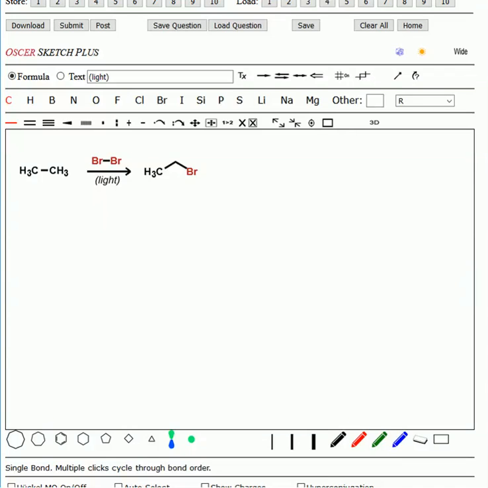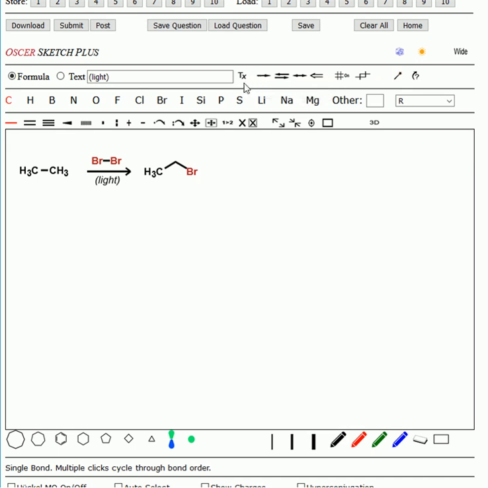In this video, we're going to see how to use Oscar to draw out a radical reaction. For radical reactions, we have to use the single electron so-called fishhook arrow. So here's a simple bromination of ethane under the influence of light. What does the light do? Well, it serves to initiate the reaction of breaking the bromine-bromine bond.